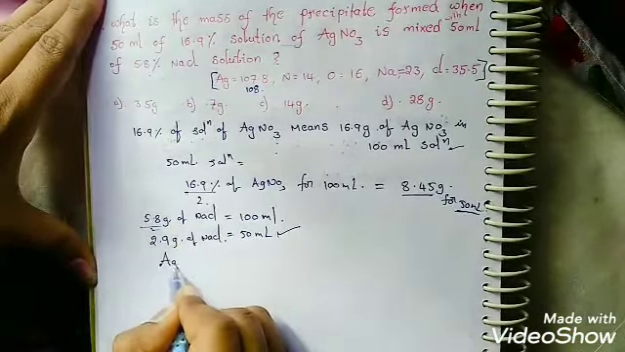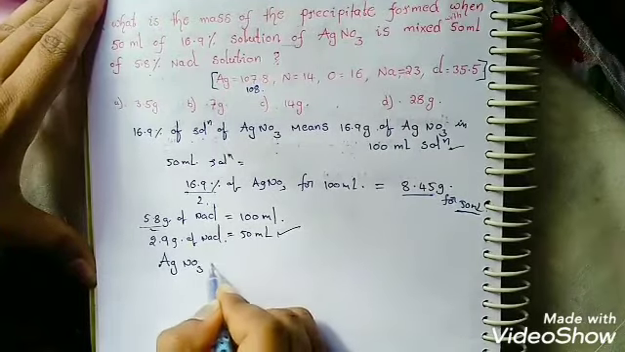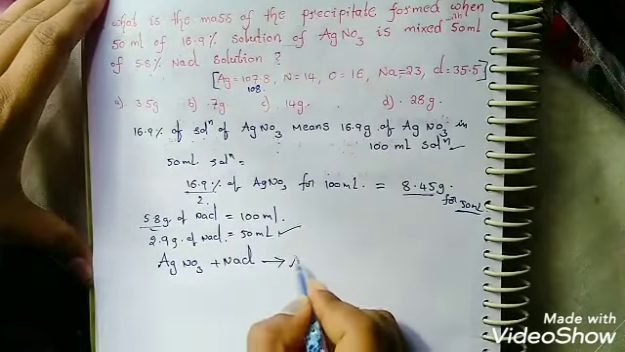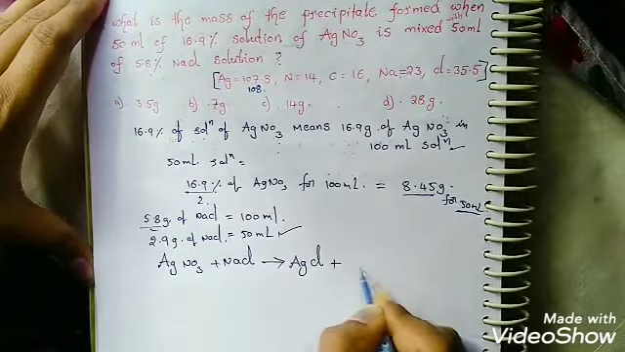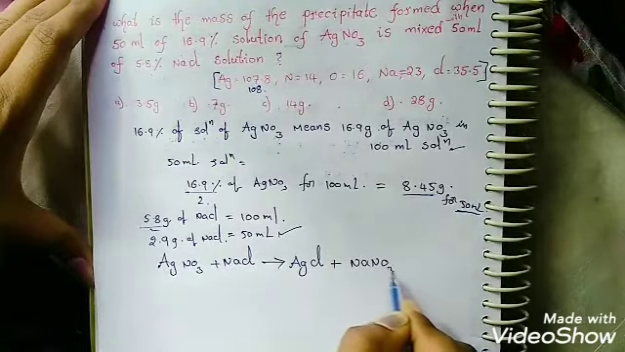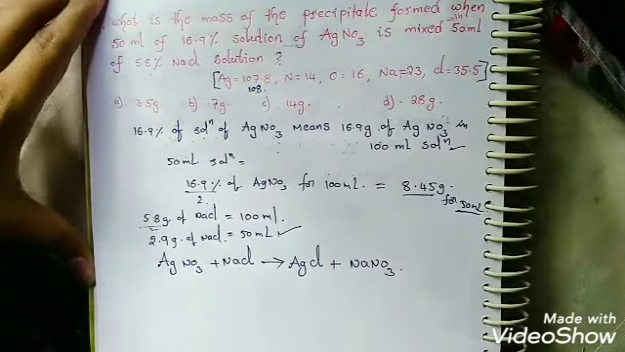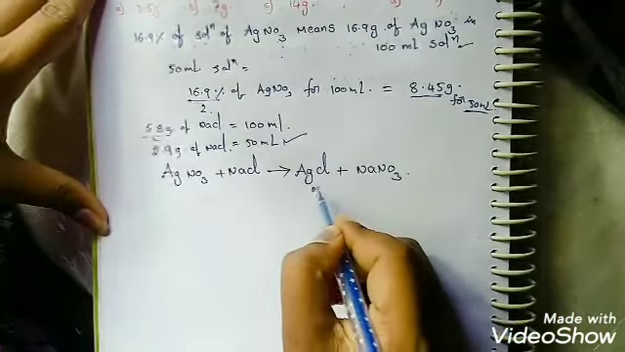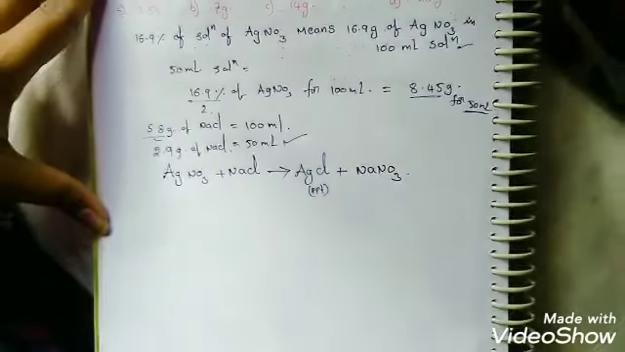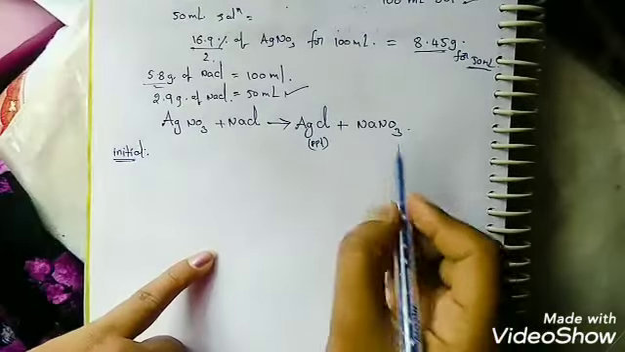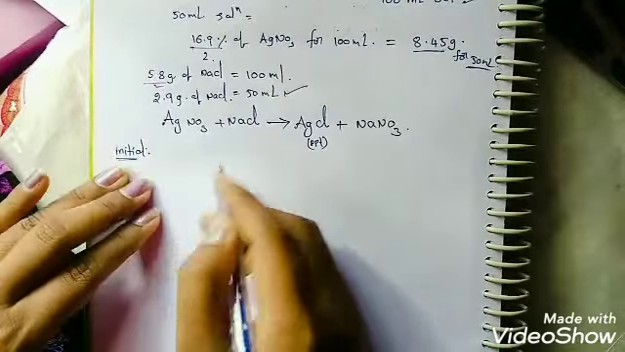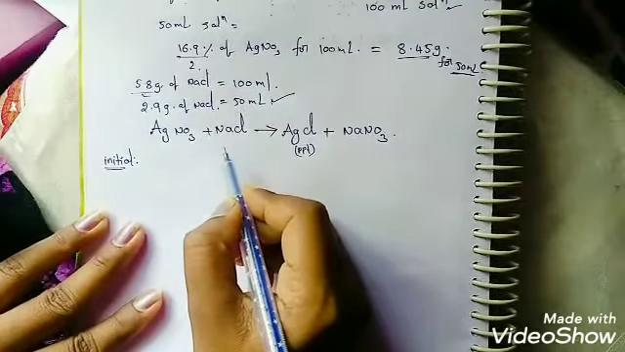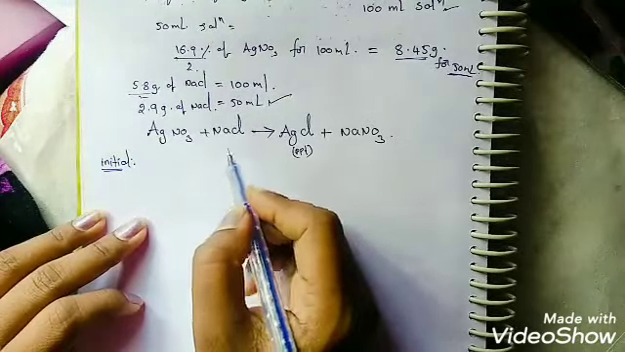Now we can write the reaction for the preparation of AgCl precipitate. Using AgNO3 and NaCl, the final products are AgCl plus NaNO3. This is the net reaction for the preparation of the AgCl precipitate. Now students, in the initial step, we have to calculate the molecular mass of both the AgNO3 and NaCl compounds.